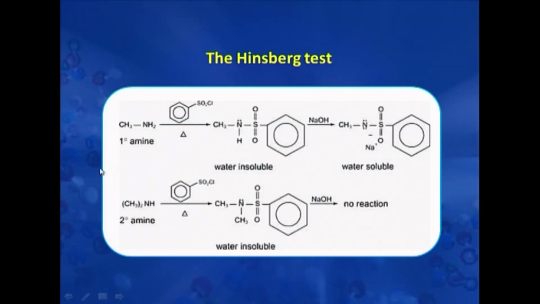You can see here that this is a primary amine reacting with benzene sulfonyl chloride, forming a sulfonamide. When reacted with sodium hydroxide, there is still one hydrogen left which forms a salt by replacement, and that is why this sulfonamide of a primary amine is soluble in water. Whereas, if it is a secondary amine, then it forms a sulfonamide, but this is not soluble in water because there is no hydrogen on nitrogen which can form a salt.